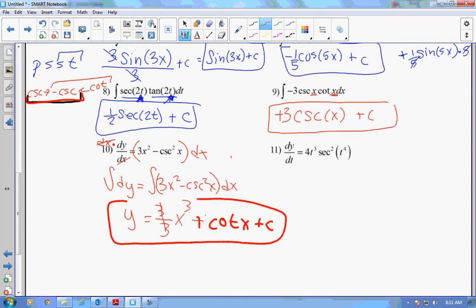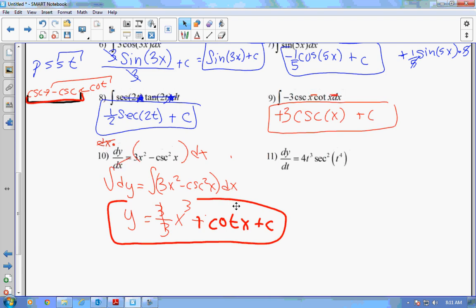Okay, now number 11. I saw Rebecca had it first. She was the first one I saw had it correct. Can you come up and show what you did and explain why it works like that? Yep.